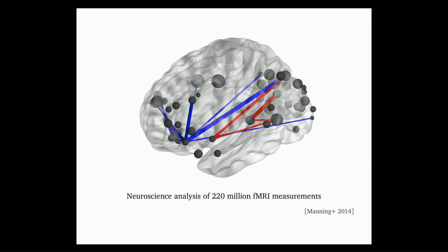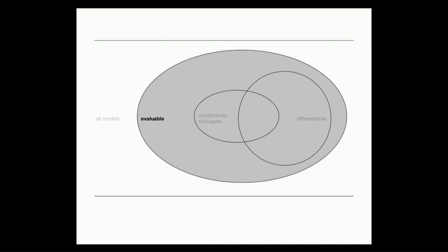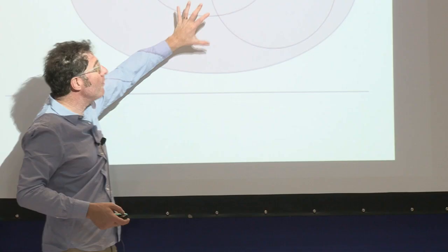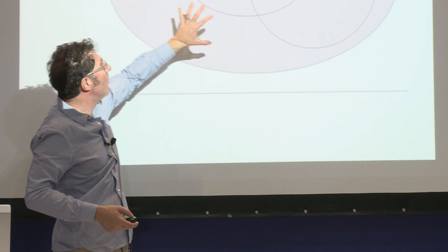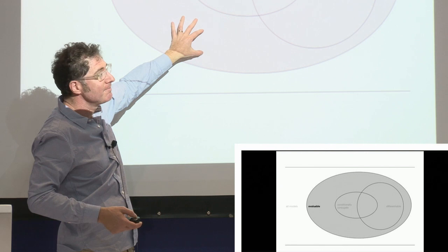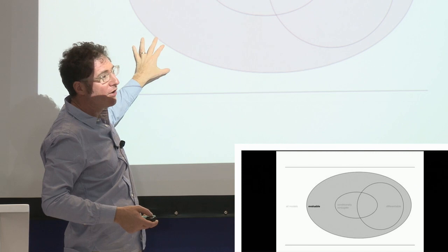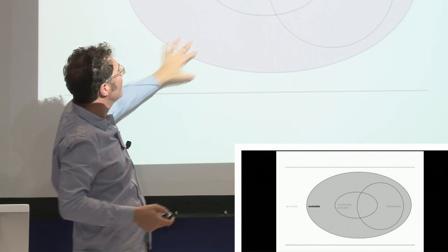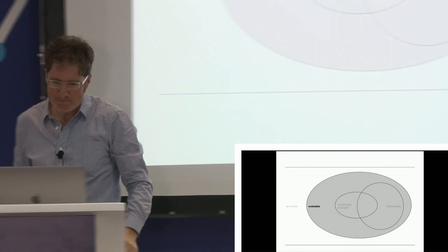Okay, and back to our Venn diagram. Before, we had an algorithm for conditionally conjugate models, and now this algorithm applies to evaluable models, meaning I can calculate log p(z, x). Which is a much bigger class. Now, like I said, there are models outside that class. Those are called implicit models. These are models where I can sample from them, but I can't calculate the log joint efficiently. Here, black box variational inference works for evaluable models.